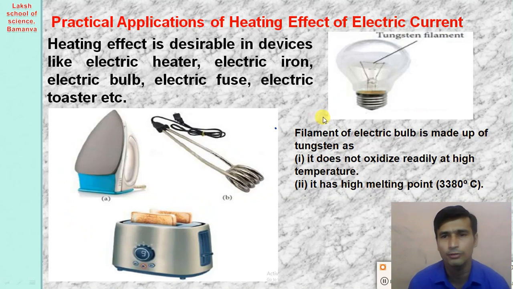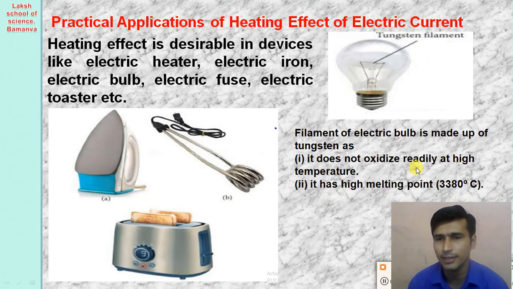The electric bulb also works on the heating effect of the electric current. In this electric bulb, a tungsten filament is there, right? So when the electric current is passing through this tungsten filament, it gets heated, right? And due to this, light energy is produced.